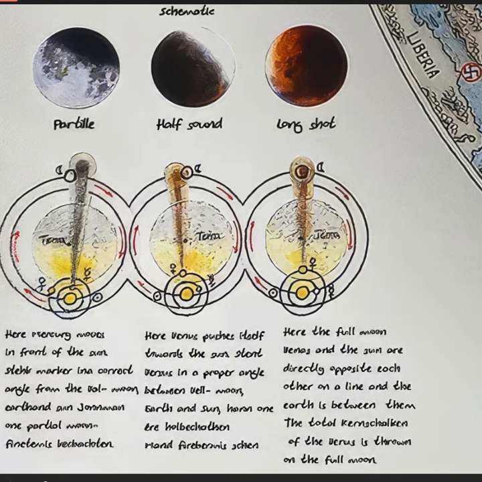So for this image, we're shown the partial, half, and full lunar eclipse. Looking at the full example, we have the explanation. Here, the full moon, Venus, and the sun are directly opposite each other on a line, and the Earth is between them. The total word I can't understand, but likely shadow of Venus is thrown on the full moon.